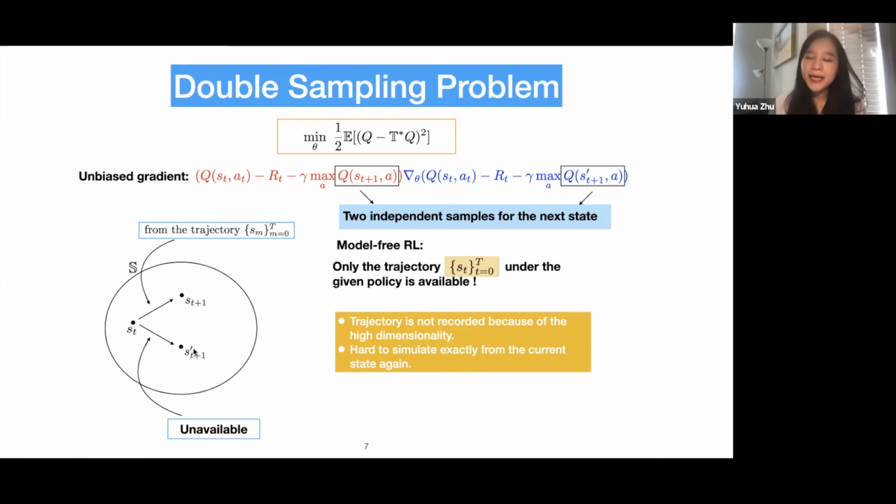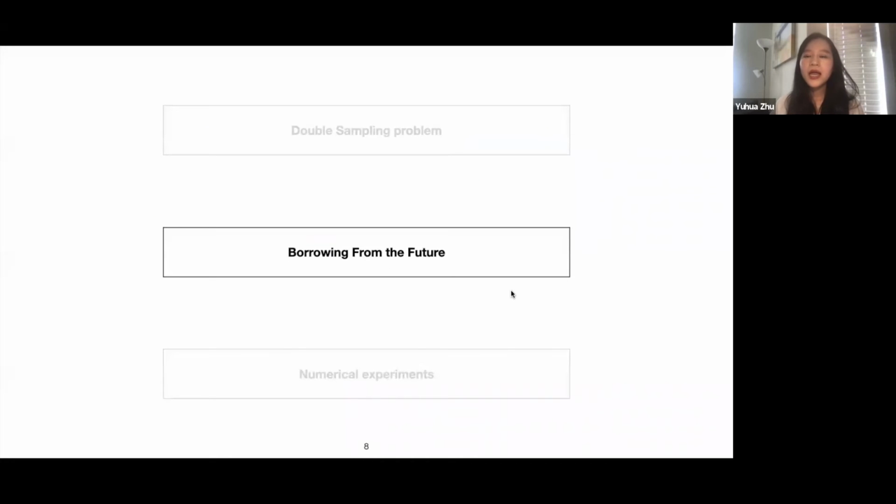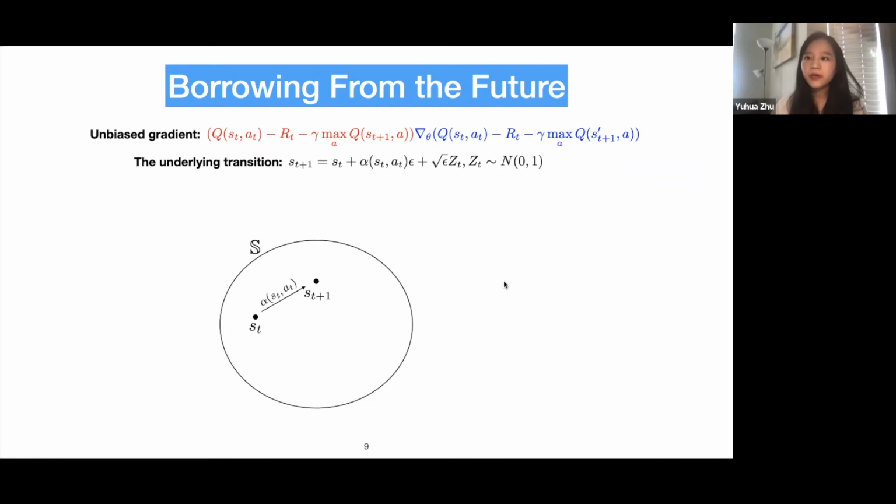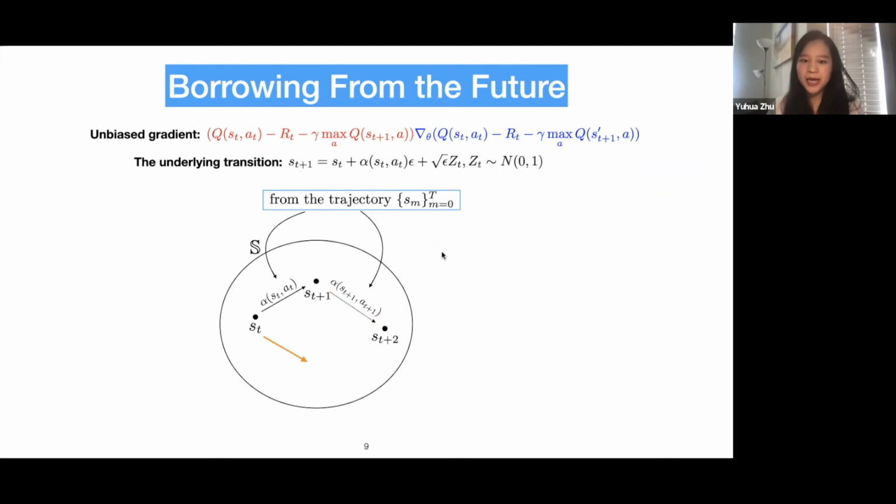So that's why the second independent sample for the next state is usually unavailable from the trajectory. This is the motivation of why we want to propose this new method, which is called borrowing from the future. What we do is we move one step forward to S_{t+2}. And these two steps can be easily obtained from the trajectory. And then we borrow the future step to the current state and approximate the second sample by the current state plus the future step.